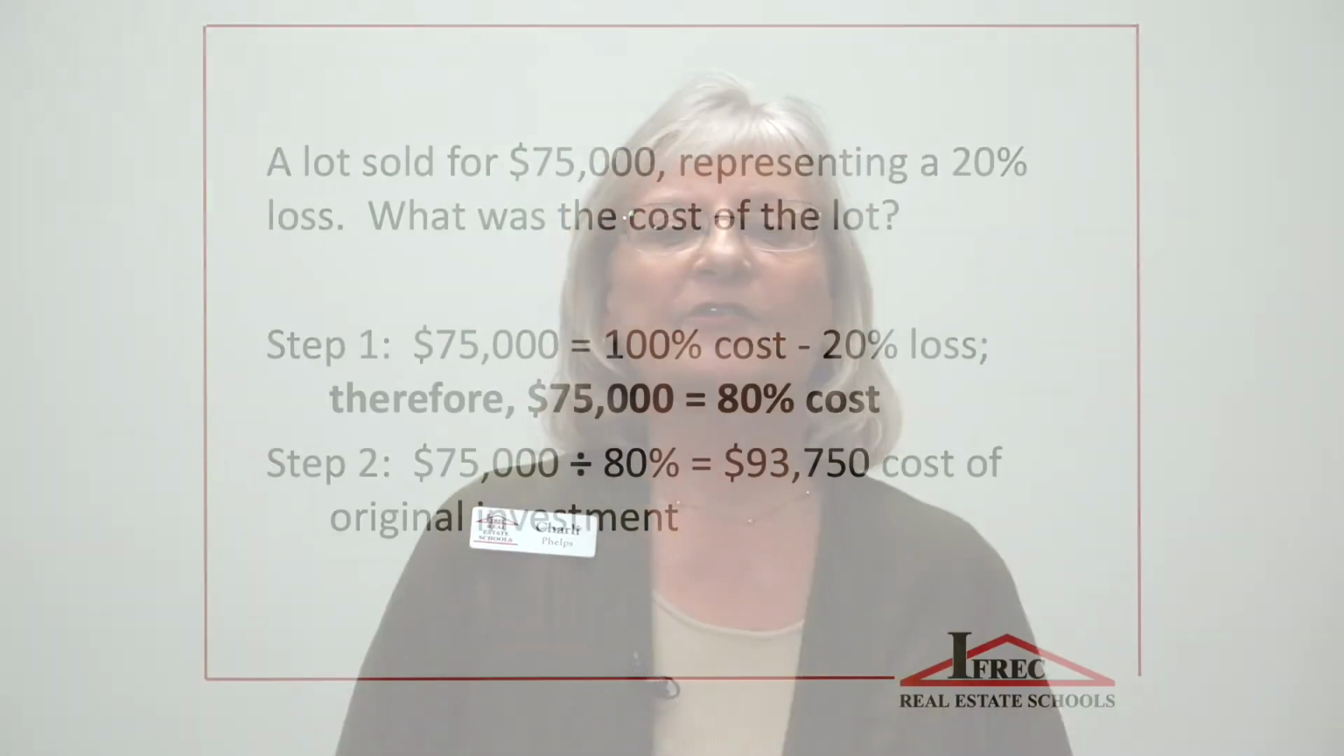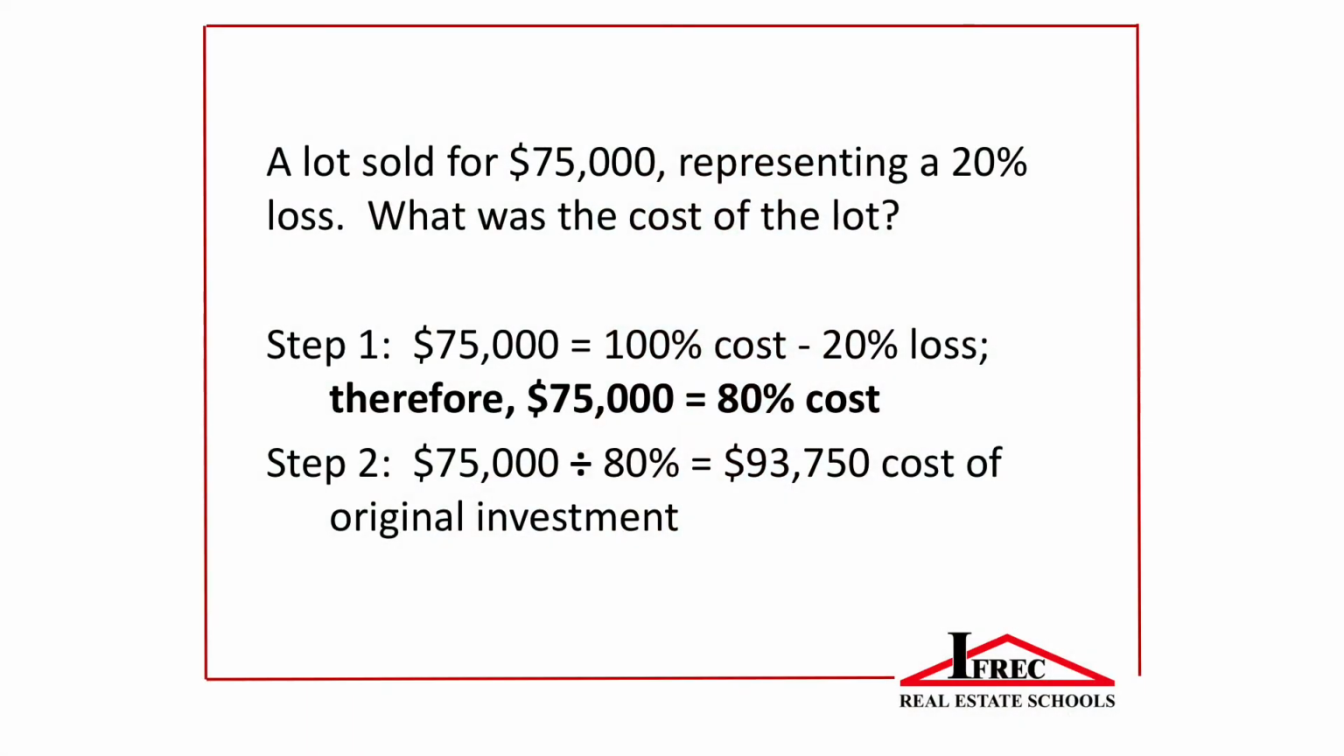Sample question number 4 and last. A lot sold for $75,000, representing a 20% loss. What was the cost of the lot? Once again, think it through. If you sold it for $75,000 and lost money, you had to have paid more. So you're looking for a number that's larger than $75,000.